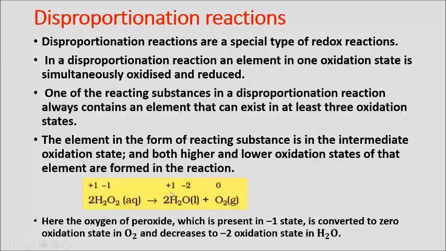Let's see one example, hydrogen peroxide. When it decomposes, you will get what? Water plus oxygen. You can see here the hydrogen in hydrogen peroxide has an oxidation state of +1, whereas the oxygen in peroxide has a -1 oxidation state. When it decomposes, in water hydrogen will be +1 oxidation state, oxygen -2, and the oxygen gas is in the elemental state, that is zero oxidation state.